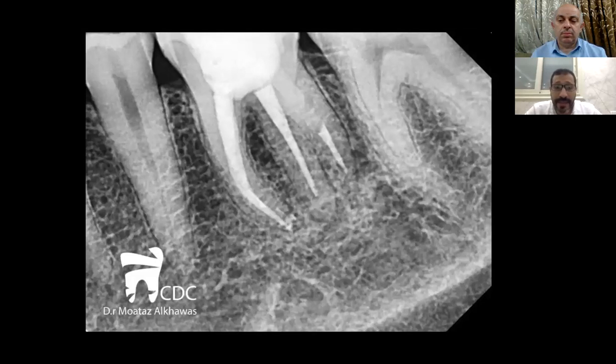Actually, many dentists may say that the radix root is short, but actually there are two lines here, the outside line and the inside line. If you concentrate on the inside line, you will find that the exact extent of the root is the inside line, not the outside one. And this is very important because many dentists may misinterpret such a sign as overfilling of these roots.